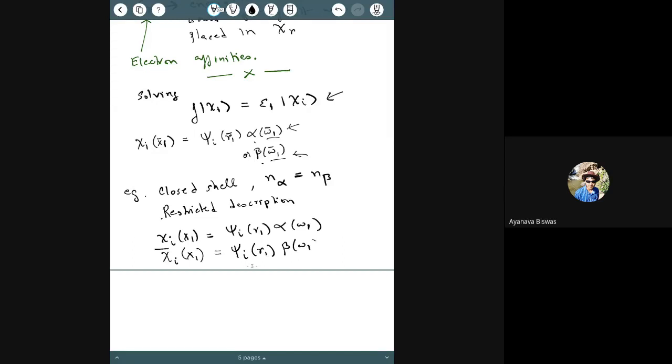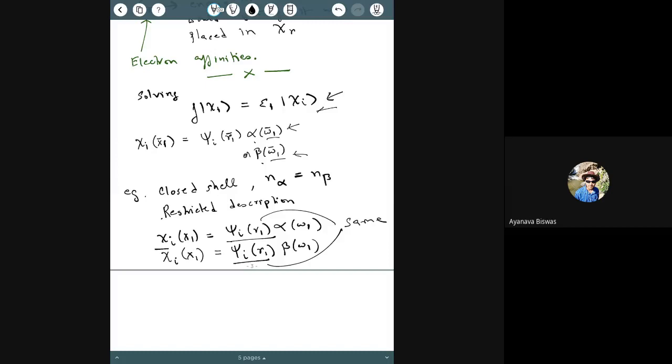Only the spin part is different. So this and this are the same. When they are not the same, say if I wrote psi and psi prime, then it would be called an unrestricted description. But for now, we will talk about the restricted description. Okay? And then we will go back to this Fock operator equation and remove the spin coordinates.